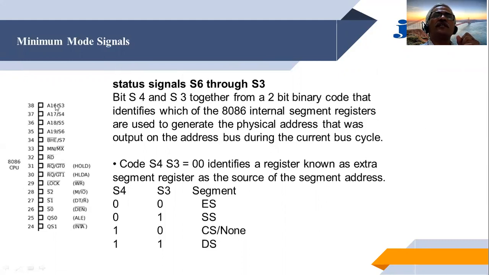Of these, the signals S3 and S4 indicate the status of the segment register. If these two bits are 0, 0, the extra segment is selected. If it is 0, 1, the stack segment is operative. If it is 1, 0, the code segment or none is operative. And if it is 1, 1, then the data segment is operative. And these segment registers, we know, are helpful in calculating the physical address of the memory.